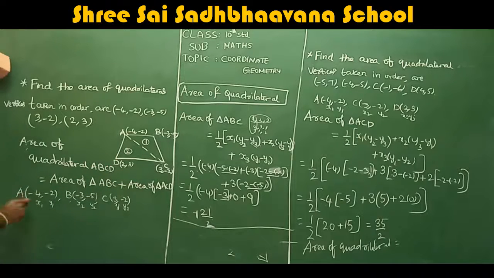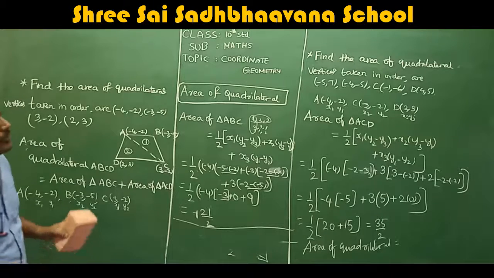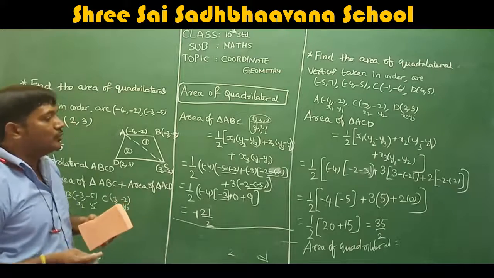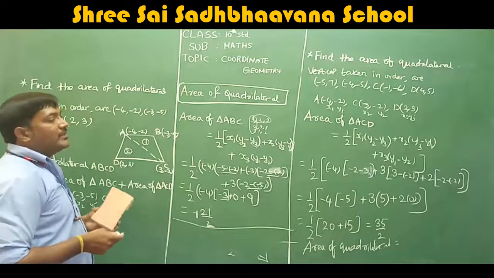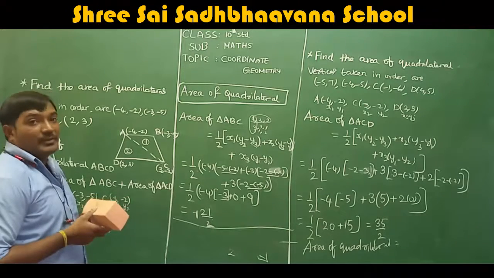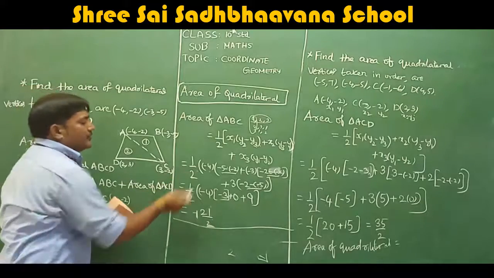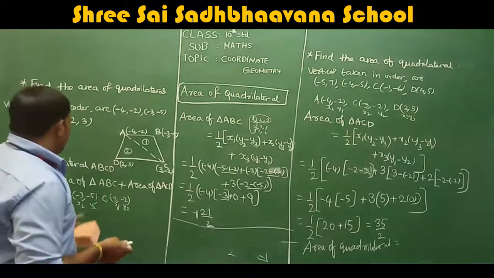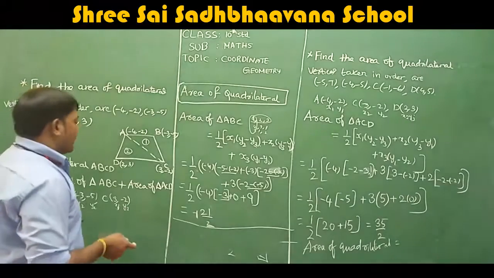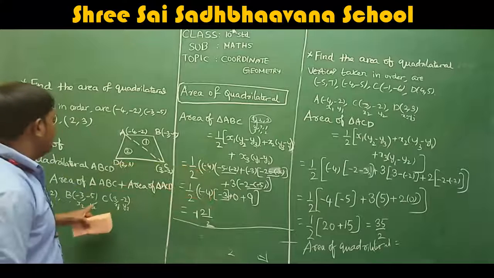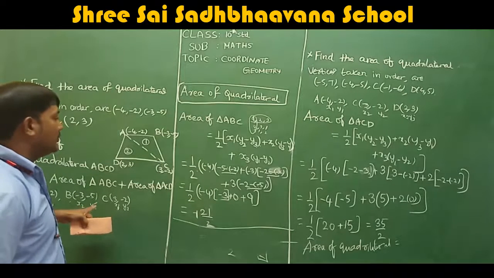Now I have written the vertices: A is (-4, -2), B is (-3, -5), and C is (3, -2). So area of triangle ABC, write the formula: half into x1 into (y2 minus y3) plus x2 into (y3 minus y1) plus x3 into (y1 minus y2). Now substitute the values. Half into x1, which is -4, and y2 minus y3, which is -5 minus of -2, plus x2, which is -3, into y3 minus y1.